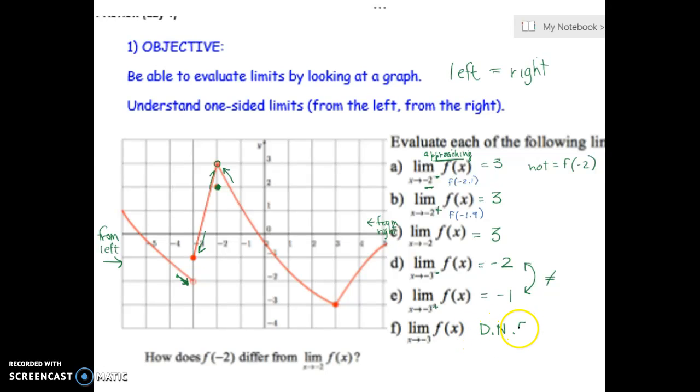does not exist. And finally, f of negative 2 is the value of the function at x equals negative 2. The limit as x goes to negative 2 of f of x is the y values that we are approaching. These two things are not necessarily always the same.